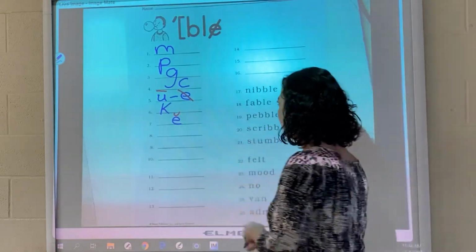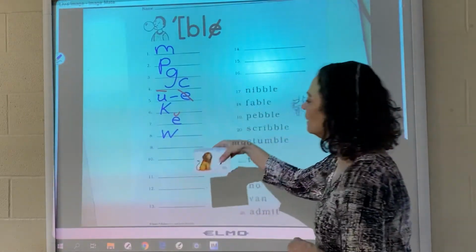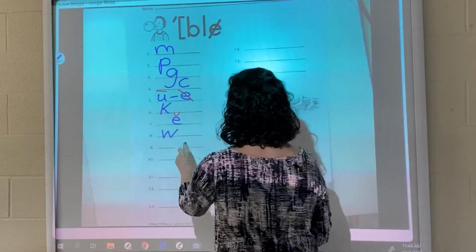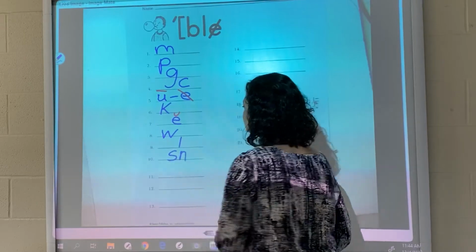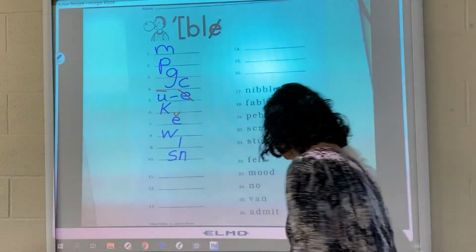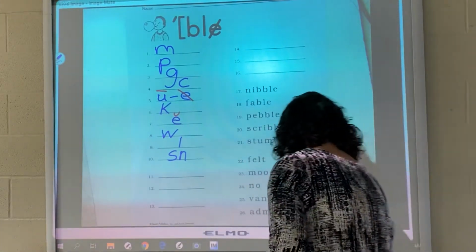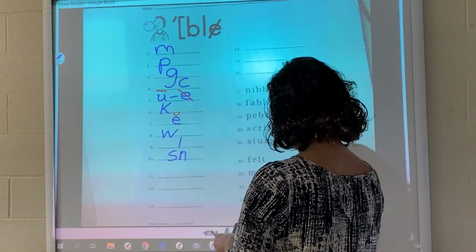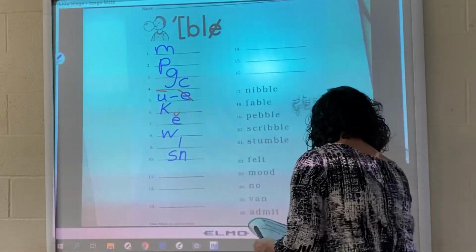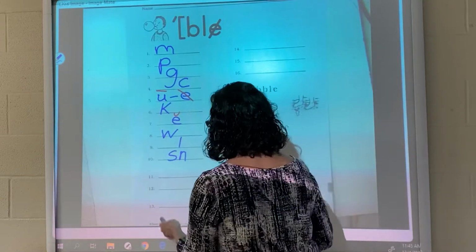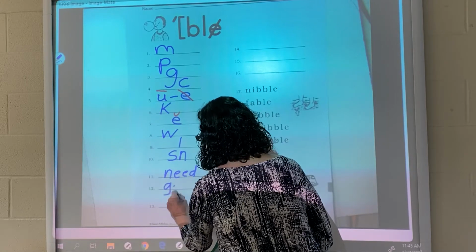Wagon. Wagon is a W. Lion, L. And then today let's do sn for snake. Snake. And you guys are really coming along on your blends. I'm so proud of your work. All right. Now let's see what they want us to do in number 11. I'm going to write the 2 words. Let's see if you all can read these words before I tell you what they are.